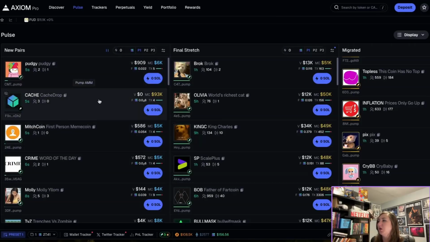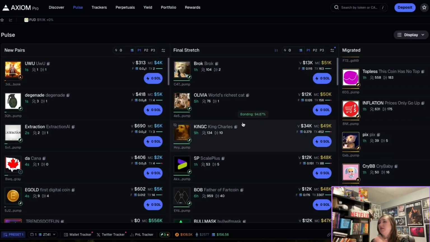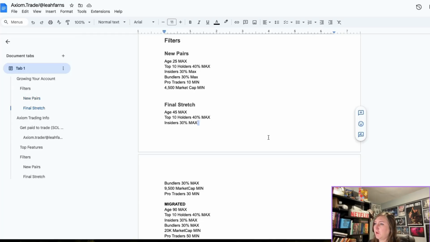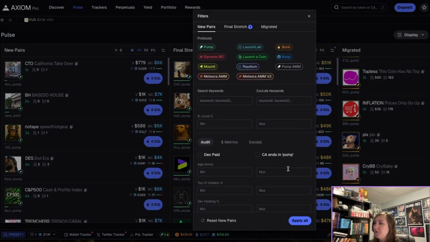Pick a section you really want to focus on, whether it's new pairs, final stretch, or migrated, and take it from there. So if we focus on each of these sections here, these are the filters I'm going to show you. So new pairs, whichever one you want to do, we're going to do age 25 max, and here is exactly how we put it in.